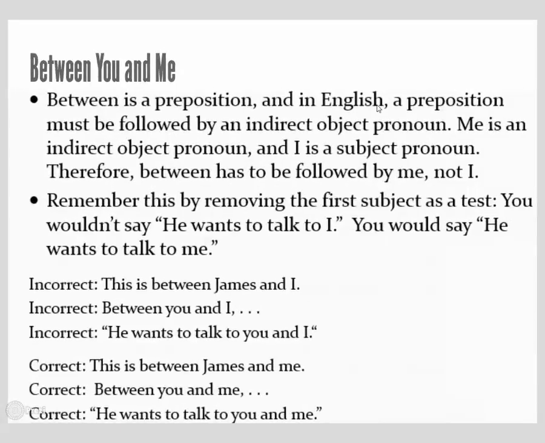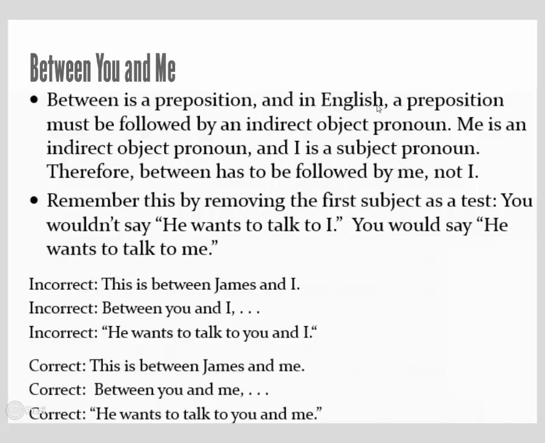All right, finally, between you and me. This is also kind of a complicated one. The short of it is that if you ever use between, after that you use me. So, in the examples, this is between James and I. No, it's between James and me. Between you and I. No, you use between you and me. A more complicated way to think about this is that me is an object pronoun and I is a subject pronoun. To know what an indirect object is, again, we have to know what an object is. An object receives the action. So an indirect object is the thing that gets the thing that received the action.